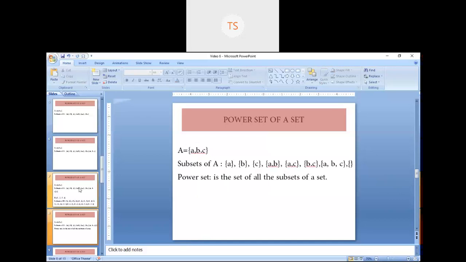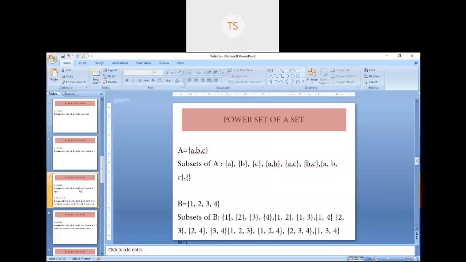Okay. So are you clear how to write a subset? All of you clear? Can you write a subset of any set?